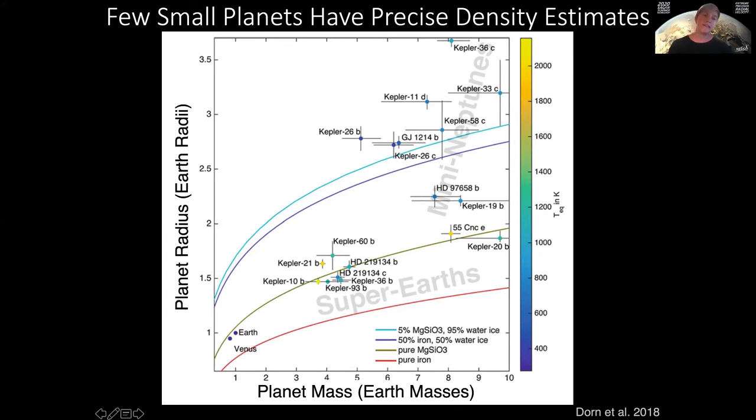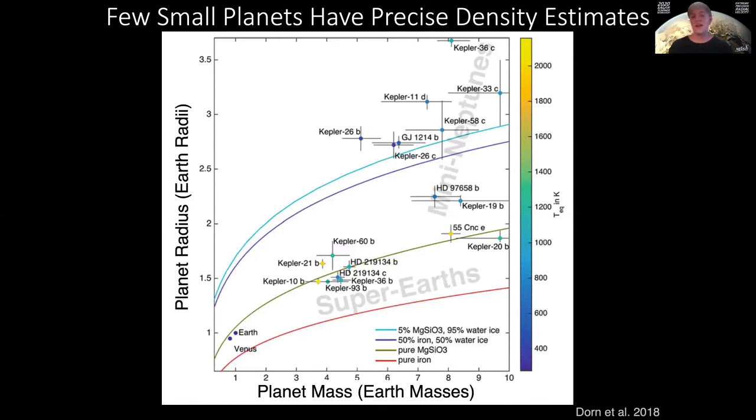There are some planets that are down here near Kepler 60, Kepler 21b, Kepler 10b, HIP 219134c. All of these planets appear to be clustering along the yellow line. That yellow line also runs close to these two dots down here, which represent Venus and the Earth. So what this tells us is that the small planets seem to have compositions that are roughly similar to that of the Earth.